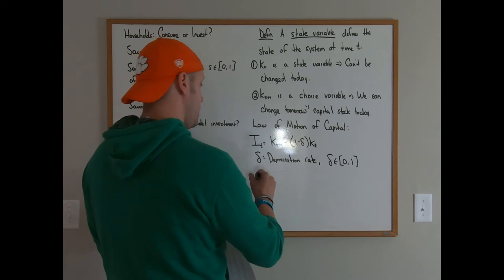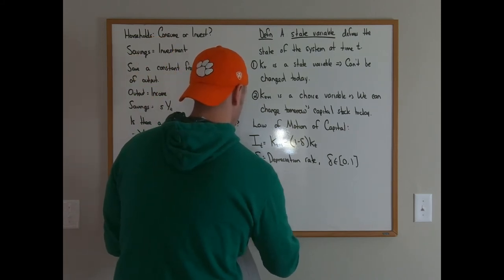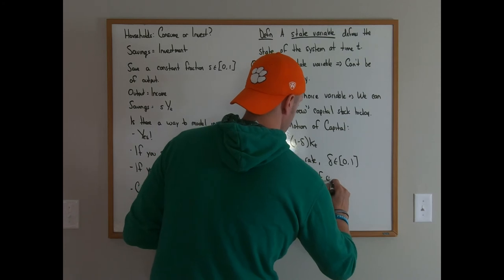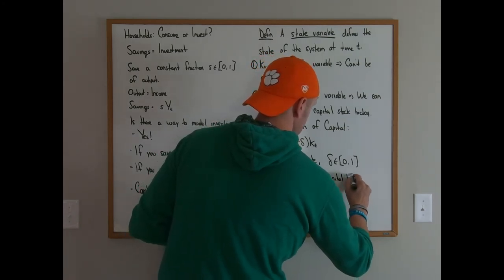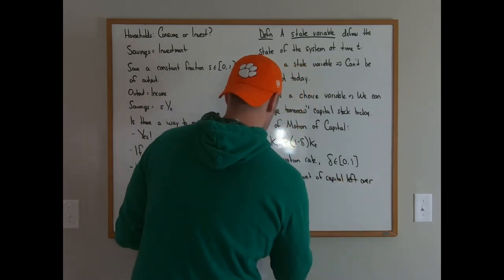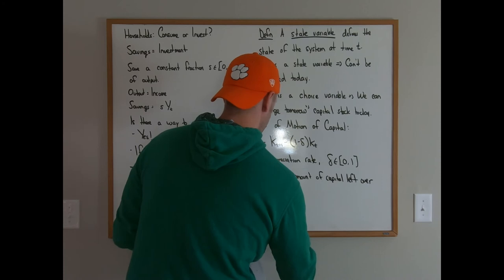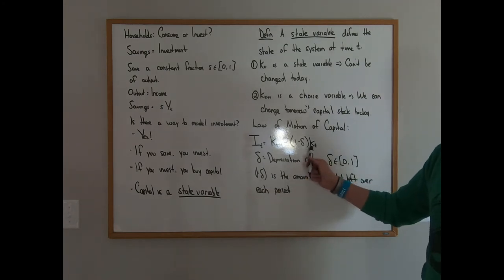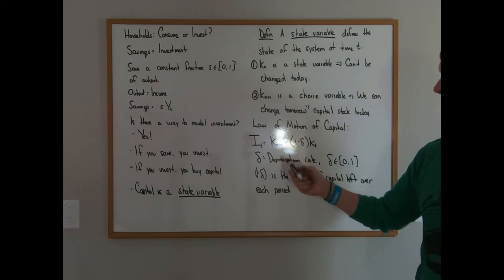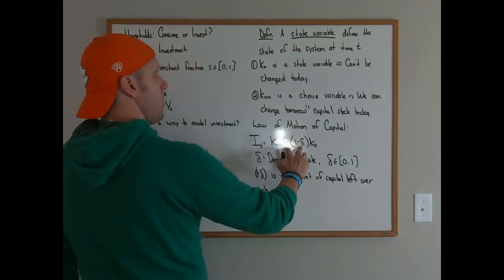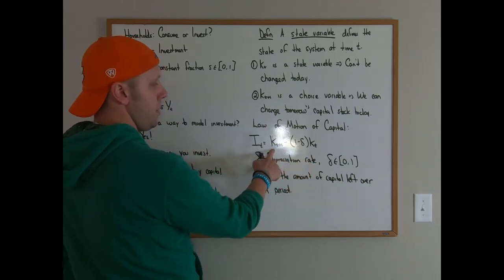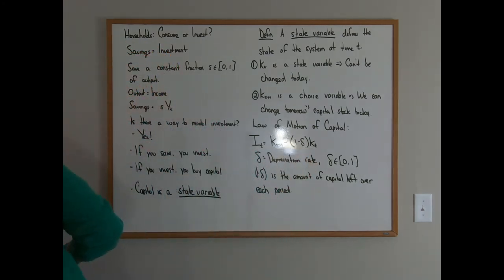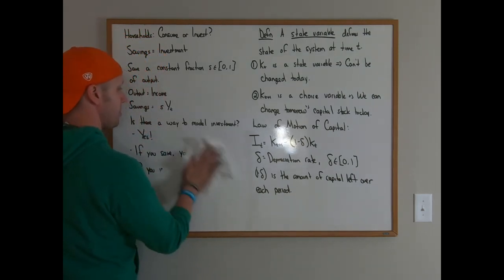So if delta is the depreciation rate, how much capital falls apart? 1 minus delta is the amount of capital left over each period. So 1 minus delta tells me how much capital from today is going to exist tomorrow. So if the depreciation rate is positive, that means some amount of tomorrow's capital stock I get is going to have to go into replacing the current capital stock before it can add to that capital stock.